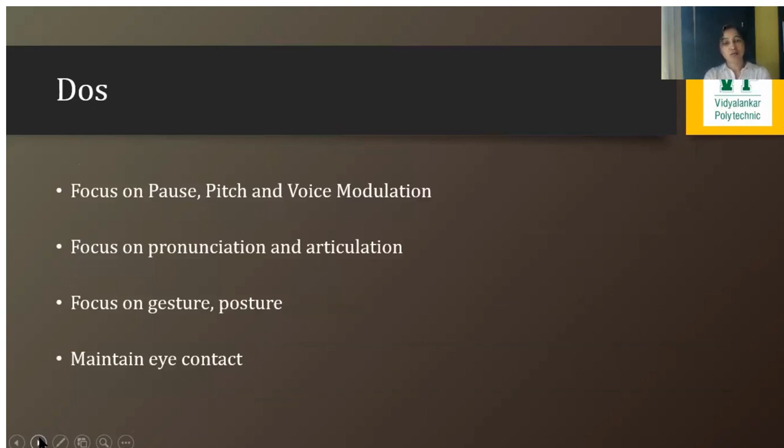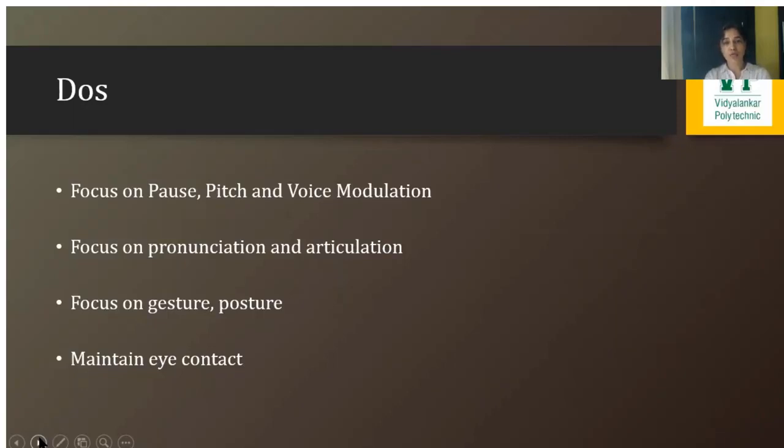As I said, paralinguistic skills are non-verbal vocal cues that help to enhance the quality of the narration. So here we have to focus on pause, pitch, voice modulation, pronunciation, and articulation as part of the paralinguistic skills. When I'm talking about pause, it denotes the transition of thoughts. Sometimes, to give emphasis, we also use pause.